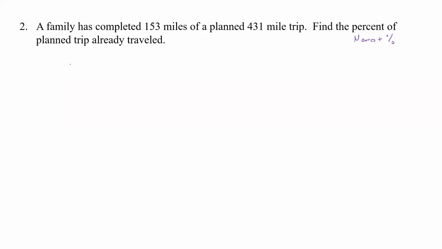Okay. Well, we know that what we're going to have to do is we're going to have x times some percent times the total trip, 431, is equal to how much we've traveled so far, 153. So percent of the planned trip already traveled, and so that just has to divide those two out. And so now we're back to divide by 431, divide by 431. So those cancel. And so that's going to give us, and now we have to go and divide those out. 431 into 153.00. All right, so that's going to be a 0.